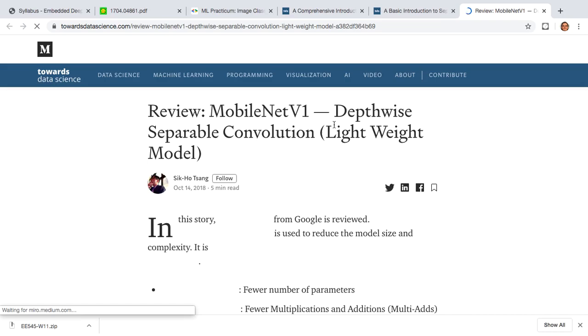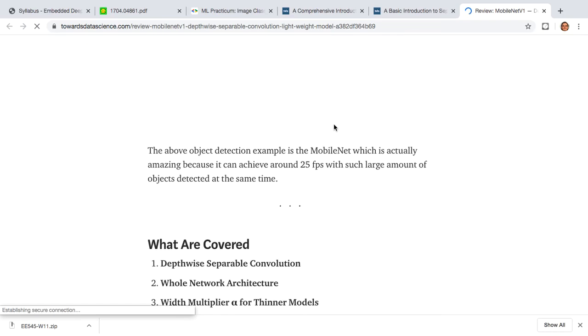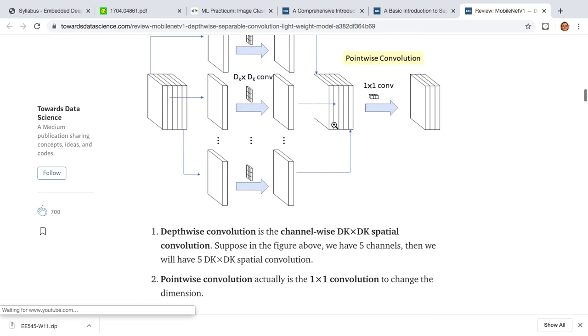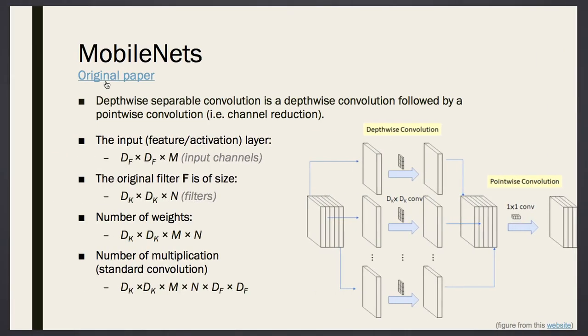This is a very nice website as well. It's a review on separable convolution. It explains the idea very well, and they've got this very nice figure. I've just implemented it on my slides. So guys, that's the idea.